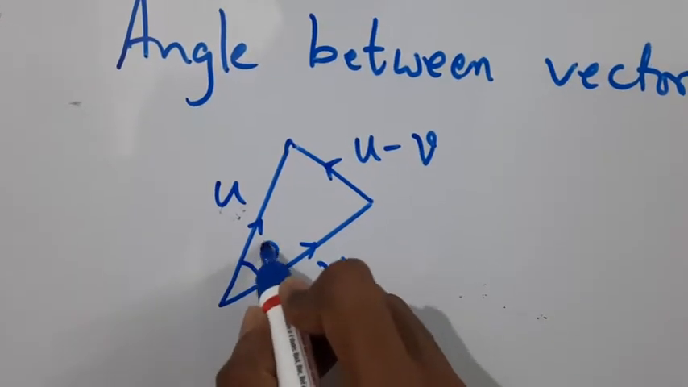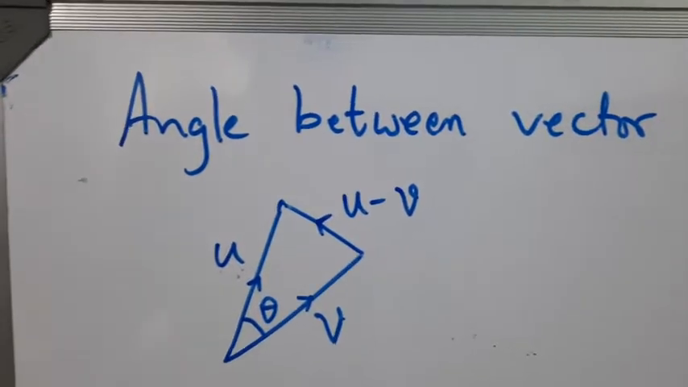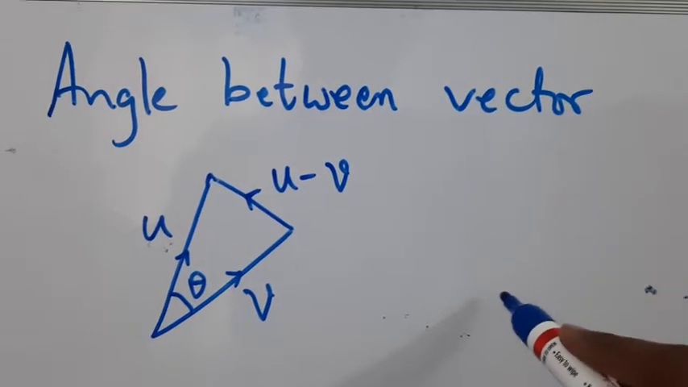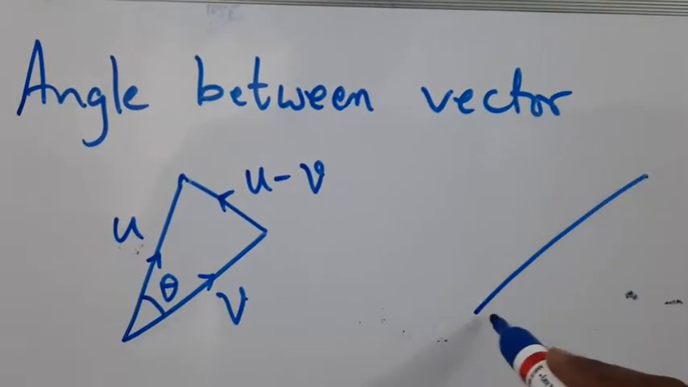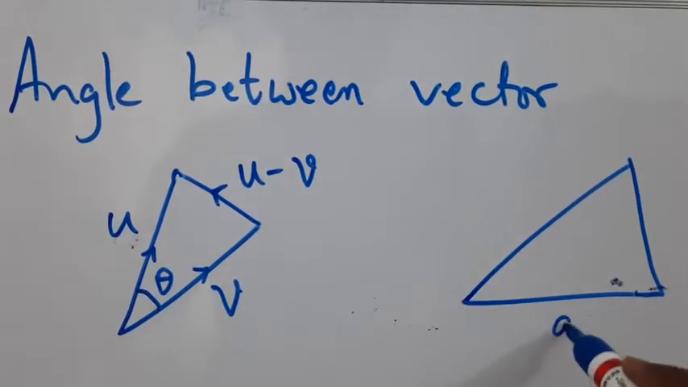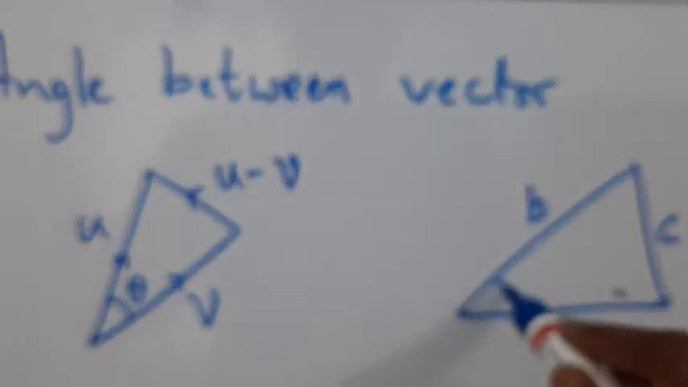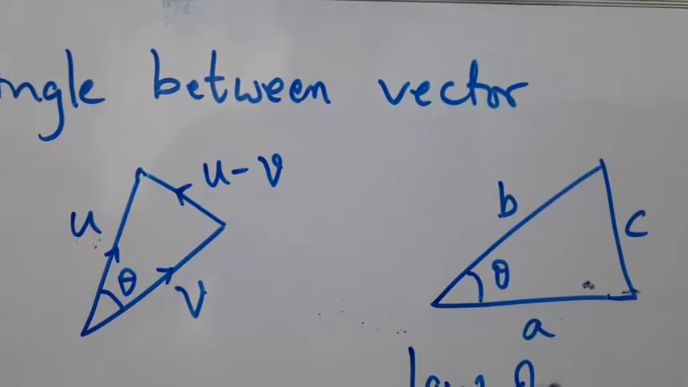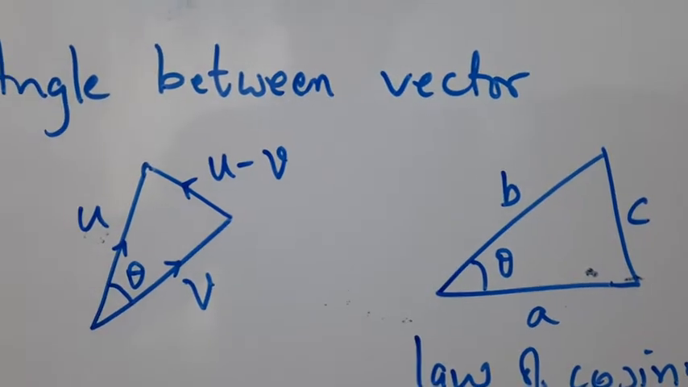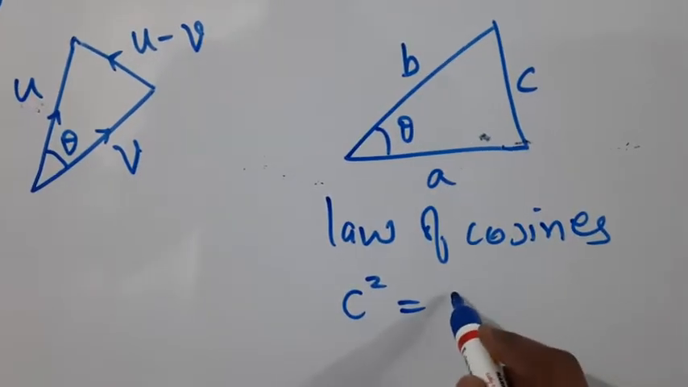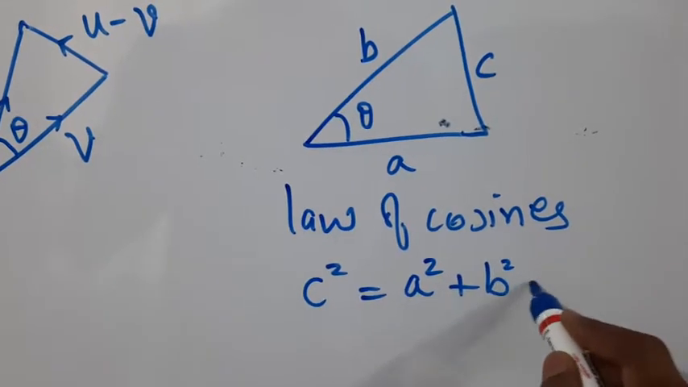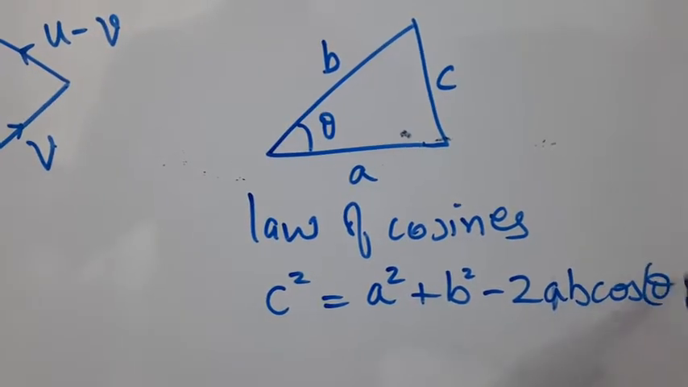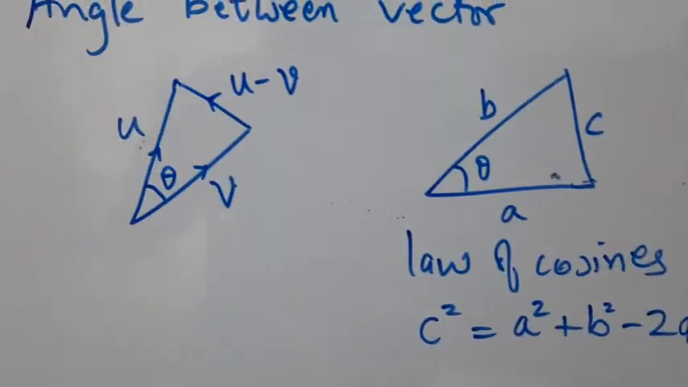Now, suppose theta is the angle between the two vectors. By the law of cosines, if we have a triangle ABC and we have angle theta, the law of cosines states that C squared equals A squared plus B squared minus 2AB cos theta.